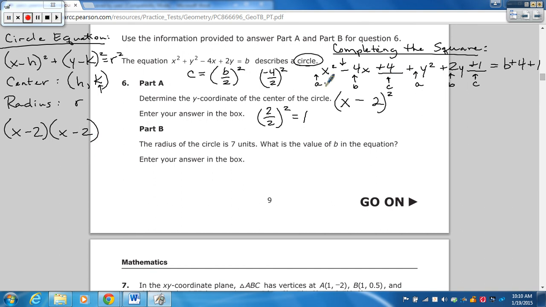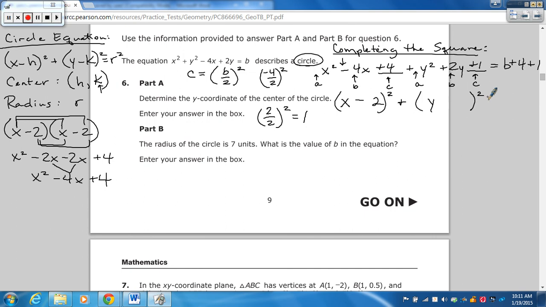Okay? And so as a result, if I do that, foiling this, x squared, the outer terms minus 2x, the inner terms negative 2x, and the last terms positive 4, that gives me x squared minus 4x plus 4, and if we look over here, we've got the exact same expression up there, so I know I've factored it correctly right there.